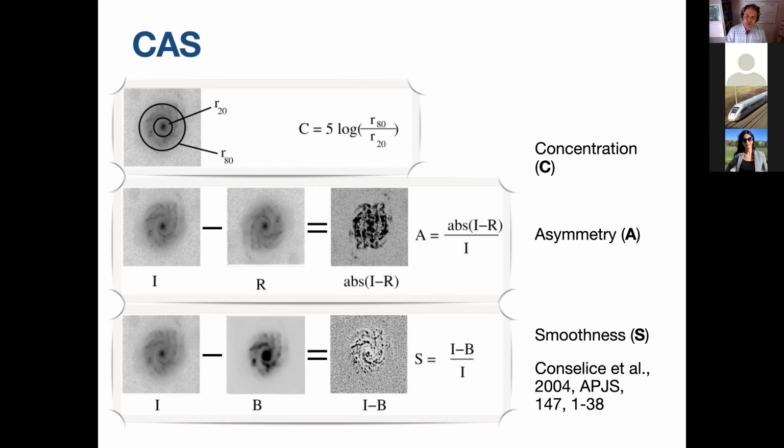And the last one is where you take the same image and you smooth it with a certain kernel. That's a choice that you have to make. You smooth the image a little bit, and you subtract the smooth version from the original image, and then you're left with all the little details that were smoothed out. And so it is a level of smoothness. Again, if you have an elliptical galaxy, you subtract the same from each other, and you basically have hardly anything left.